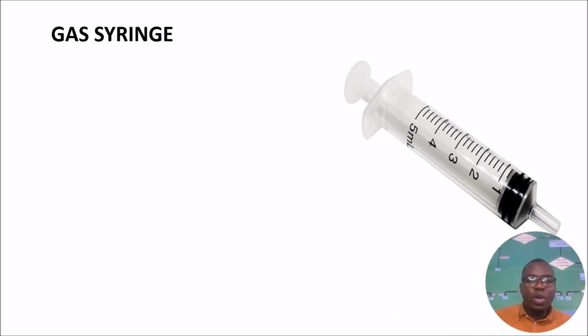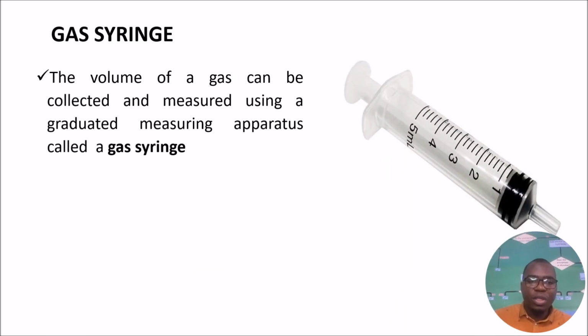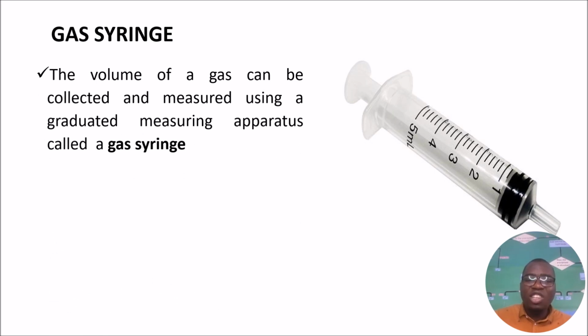Now we look at the gas syringe. So this is called a graduated gas syringe. The volume of a gas can be collected and measured using a graduated measuring apparatus called a gas syringe. So this gas syringe can be used to measure the volume of a gas.